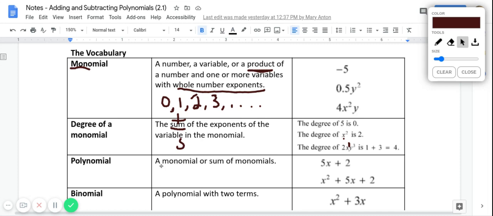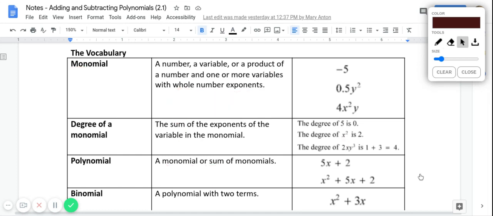So a polynomial is a monomial or a sum, so that's plus, of monomials. And this can be plus or minus. So 5x plus 2, how many terms is this? We have 1, 2, because they're separated by that addition sign. So it's a sum of 2 monomials. This is a polynomial. This polynomial here has 3 terms. And they are polynomials because each of these individual terms have positive whole number exponents.